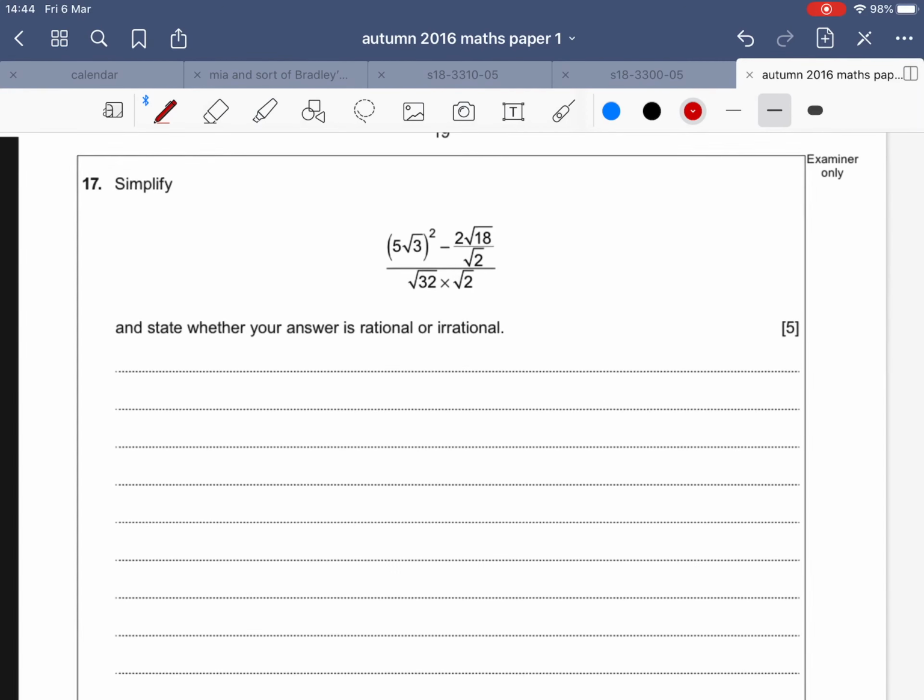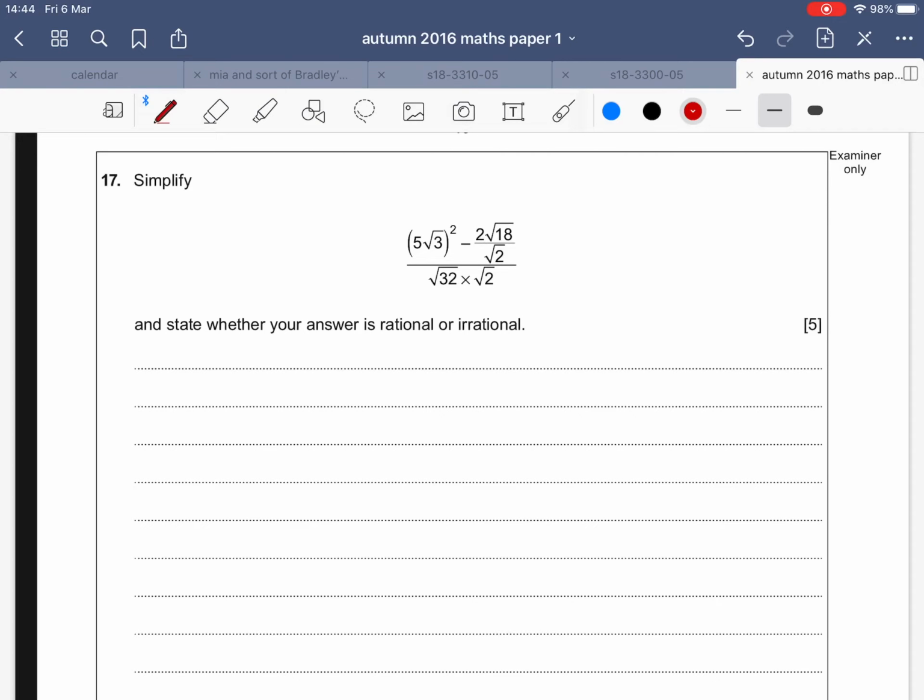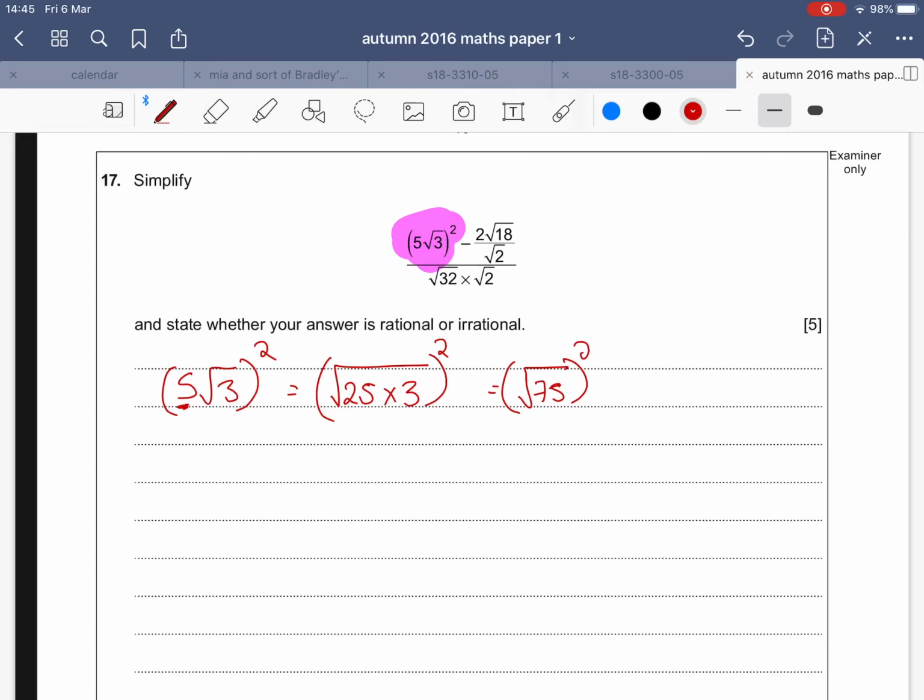Okay, simplify that, ooh, that looks nice, and state whether your answer is rational or irrational. It'll be rational if it doesn't have a surd on the bottom of the fraction. So take one step at a time. I'm going to just take this one. So (5 root 3) squared. 5 squared is 25, so it'd be 25 lots of 3, all of that squared. So I'm just taking the 5 outside and putting it back inside the surd by squaring it. So 3 lots of 25 is 75. When you square a square root, it cancels out, so that'll just equal 75.